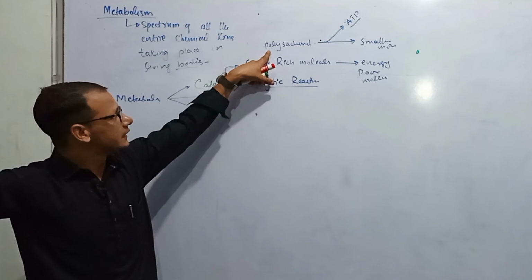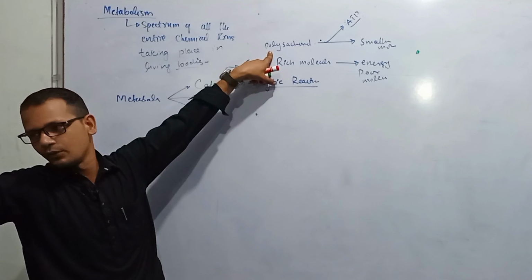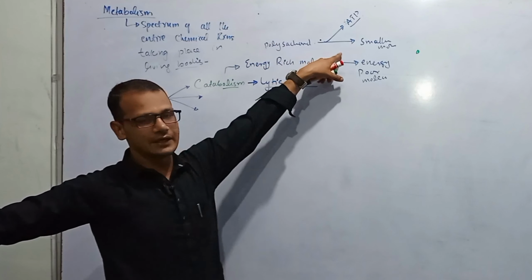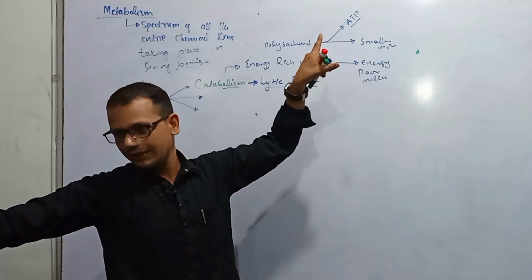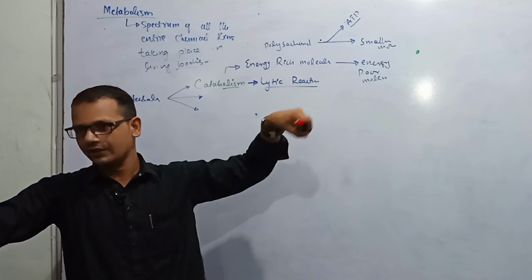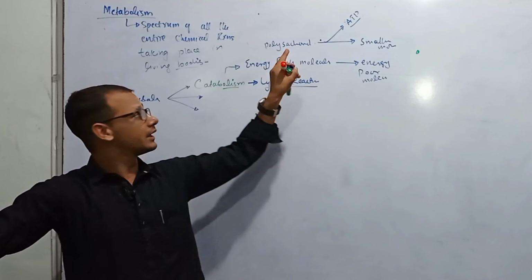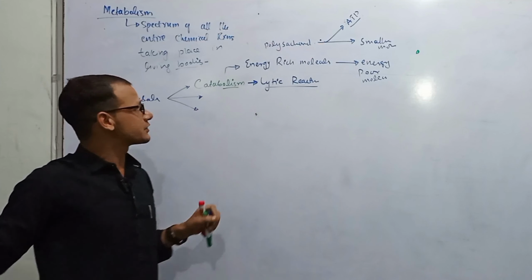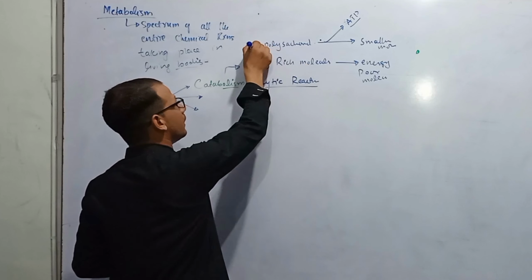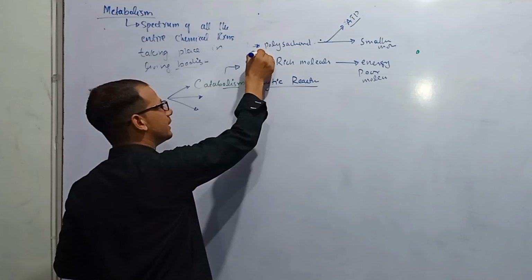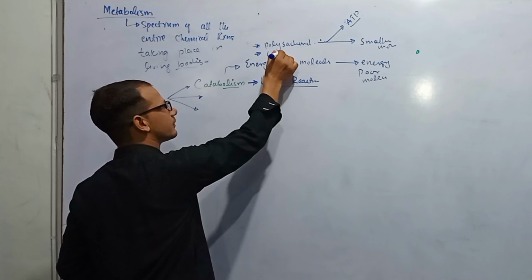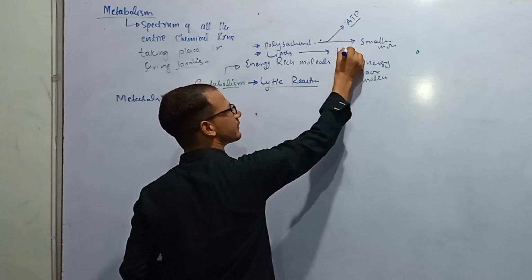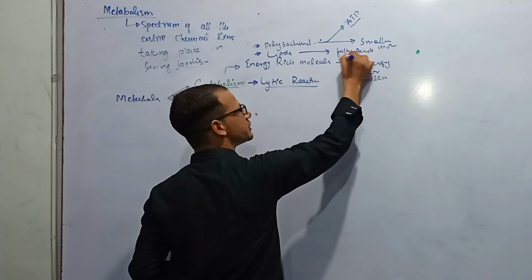So this is the energy rich molecule in which a lot of energy is stored. But this monosaccharide or the smaller molecules are energy poor molecules, and the energy is released on the way when this complex molecule is converted into a smaller molecule. The next is, for example, we have lipids. Lipids will be converted into fatty acids and energy will be released.